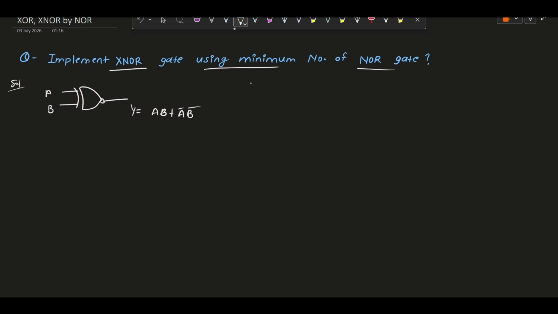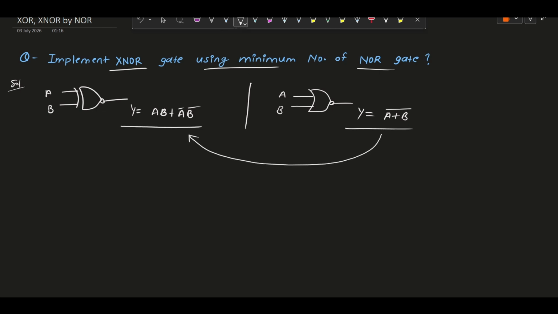Okay. Now let's write the NOR gate expression as well. As you all know, if there are two inputs in NOR gate, then we will get the output expression as Y is equal to (A plus B) whole complement. Okay. So now our task is to implement this expression using this expression. Now before starting the implementation, let's observe the output expressions of both gates, XNOR gate and NOR gate.